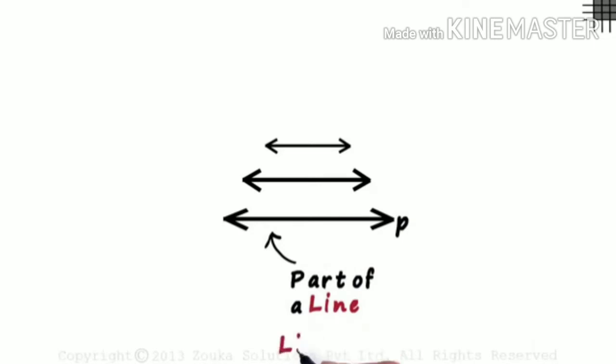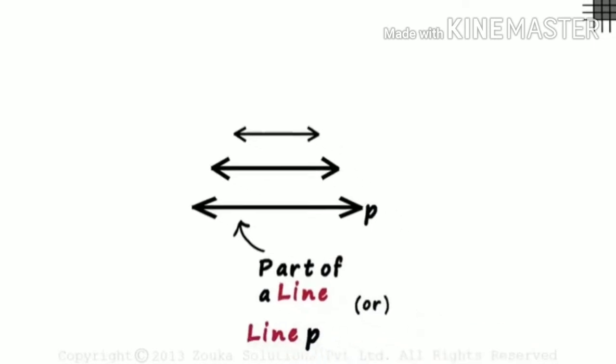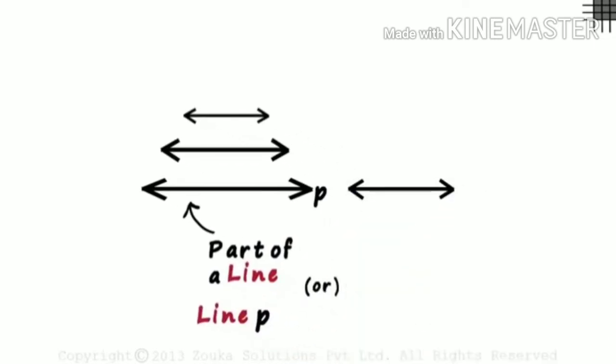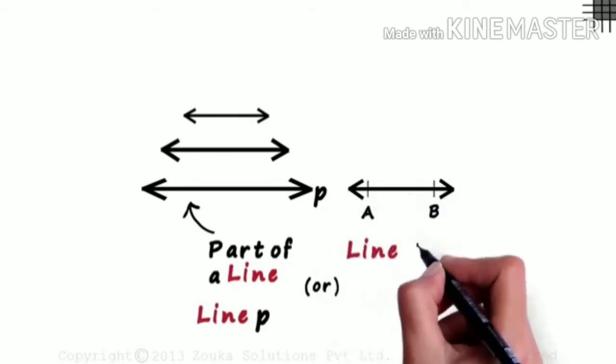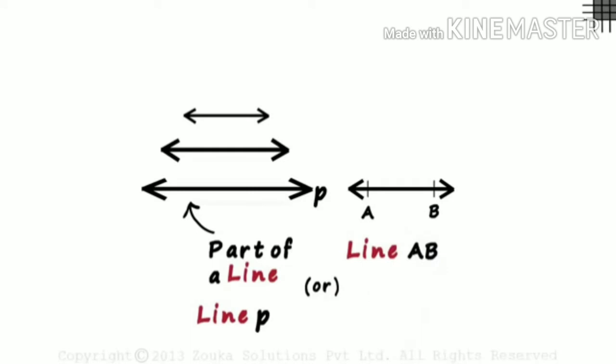This can be called line P, or we can draw a line like this and mark 2 points A and B. This will be called line AB. Line AB can also be written as AB with a tiny line drawn over AB.